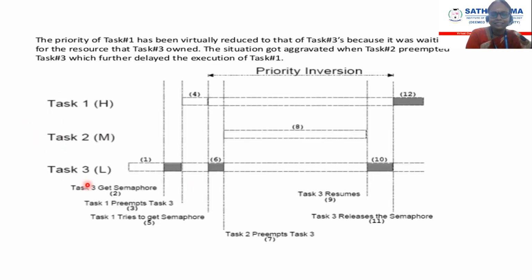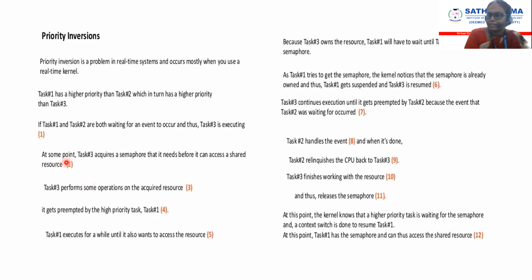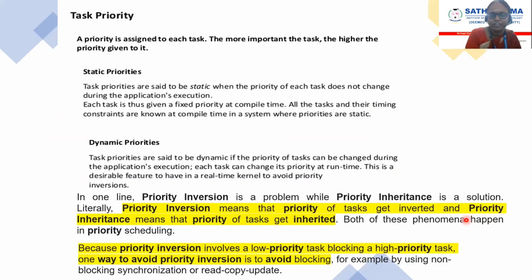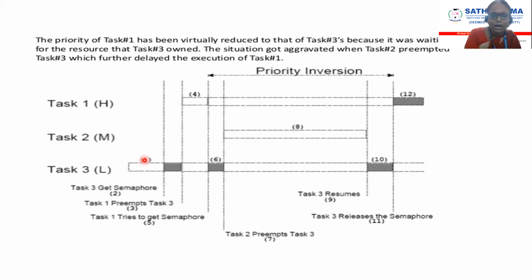Okay. At the next point, you just see we have 12 executions, which we have explained with 1, 2, 3, 4, 5, 6, 7, 8, 9, 10, 11, and 12. The 12 steps are explained with this diagram. I think this is the best example they have given for the priority inversion.